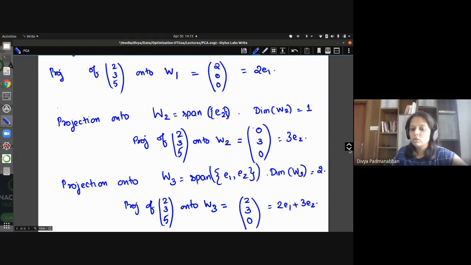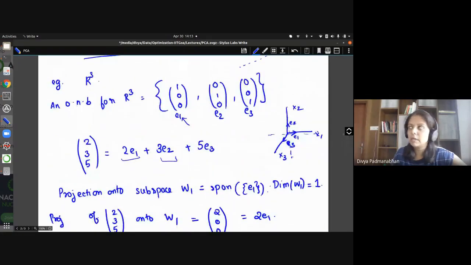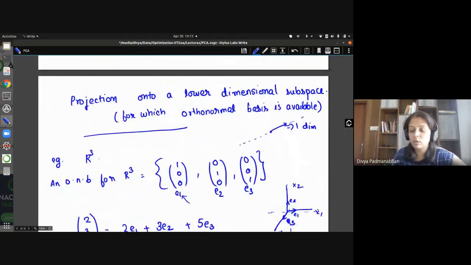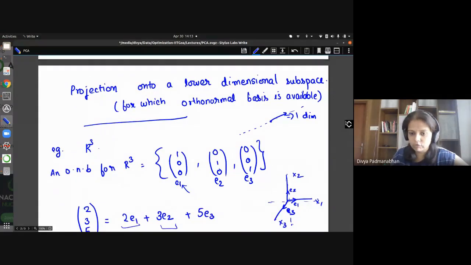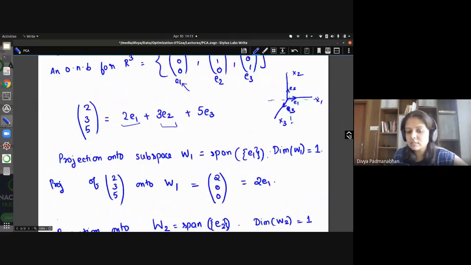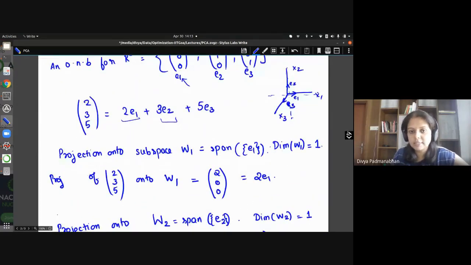So when you look at projections, one way to do it is to think of the overall orthonormal basis. Each subspace is represented by a subset of this orthonormal basis, and then you just look at the components corresponding to those vectors.